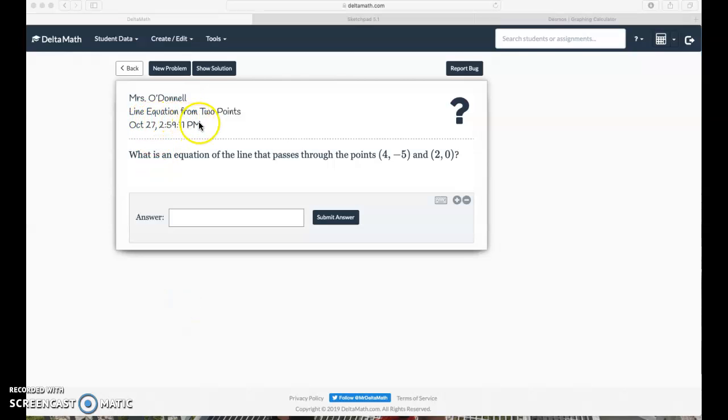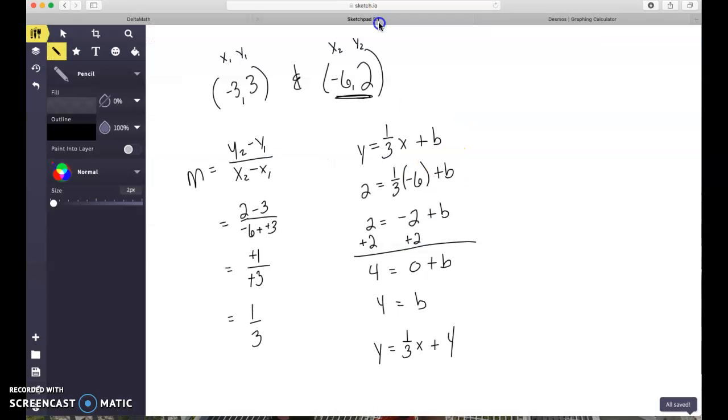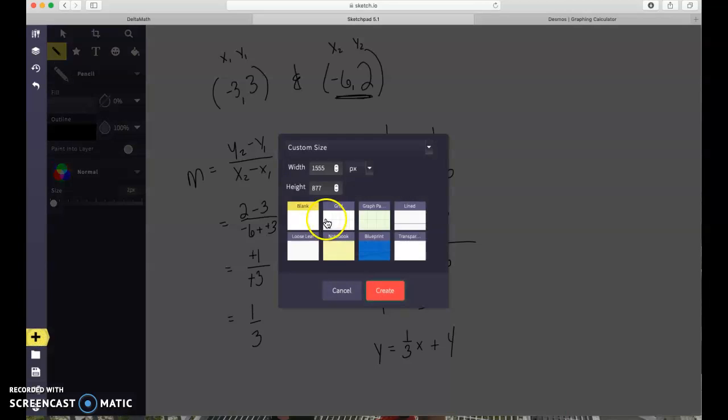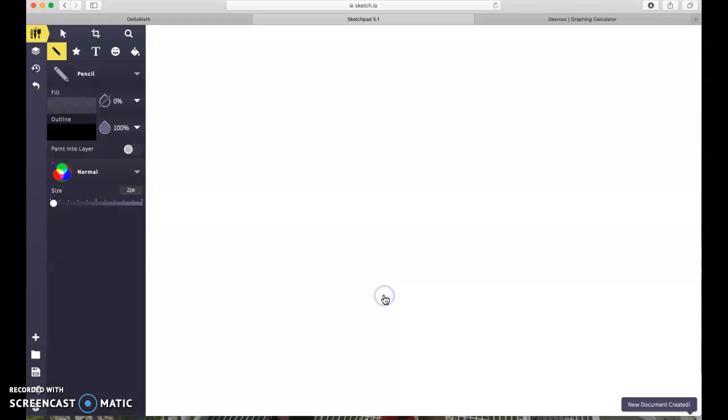Line equations from 2 points. All right, so our directions say: what is an equation of the line that passes through points (4, -5) and (2, 0)? Okay, so they don't really give us any parameters here. They just want an equation from our 2 points, right? So we've got (4, -5) and (2, 0).